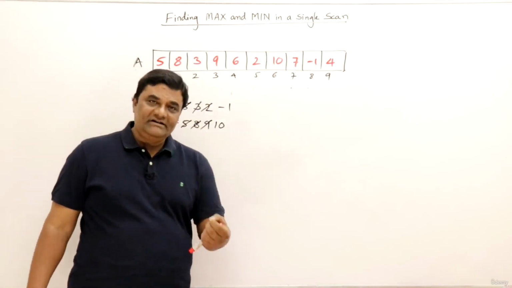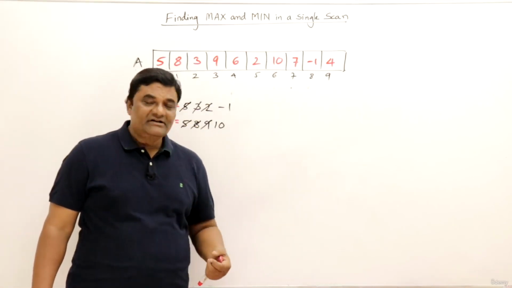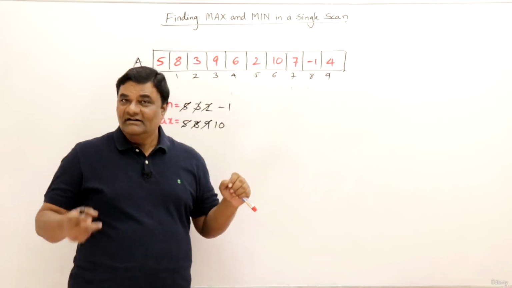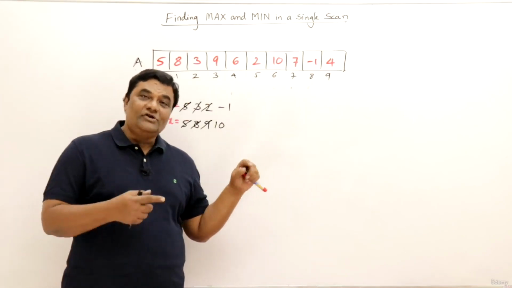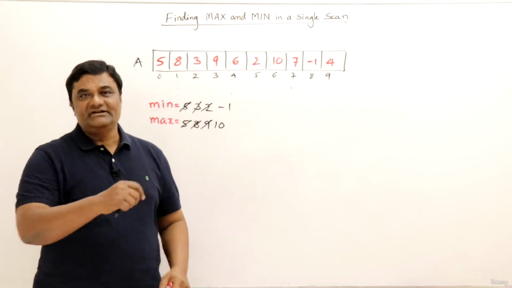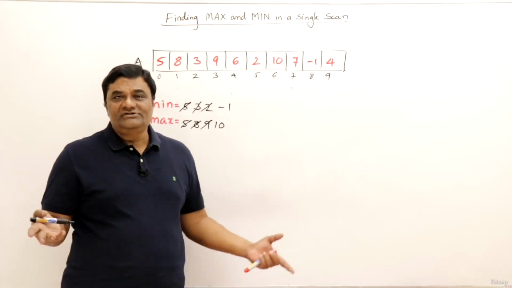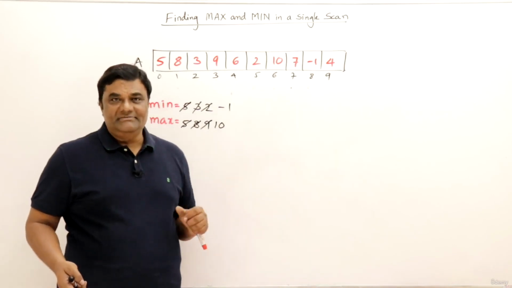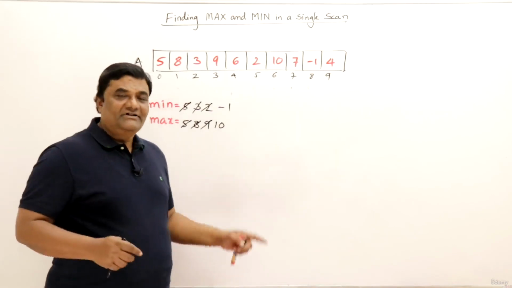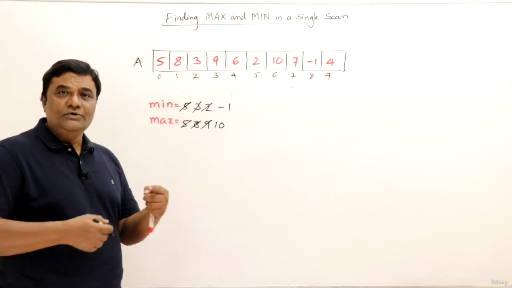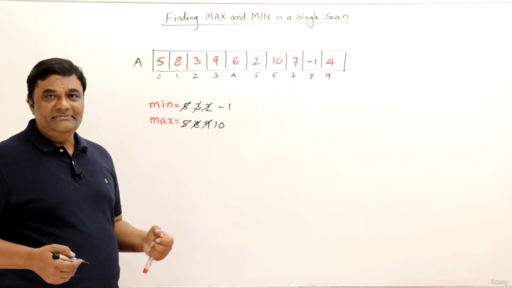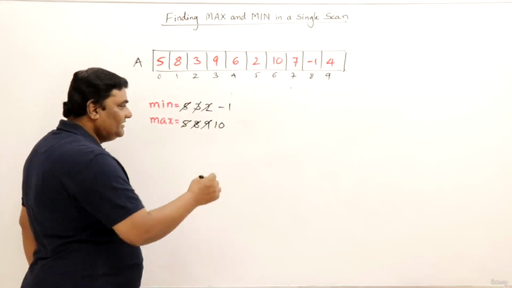The important thing to observe here is we can find it in a single scan, and if the number is not less than minimum, then we check whether it is greater than maximum. If it is less than minimum, then we don't check with maximum element, right? So for this, I will write a piece of code here, that is a loop that is scanning through a list of elements and finding maximum and minimum.